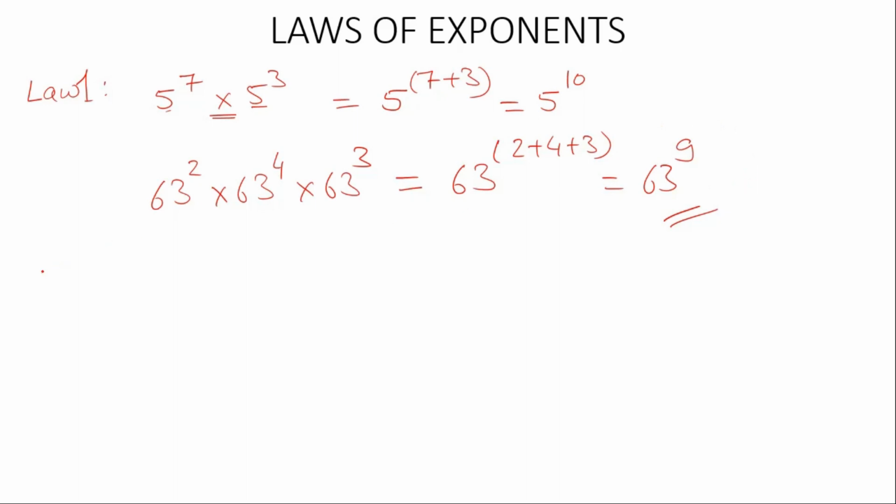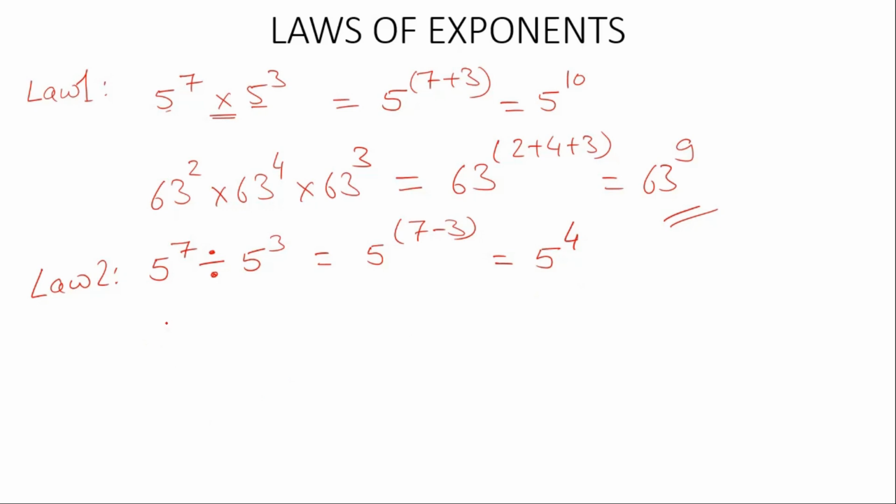Now let us move to the second law, law 2. As per this law, if we have the same base but different powers and we are having a divide symbol in between, now what will happen? The base will get common and the power will get subtracted. So it will be 5 to the power 4.